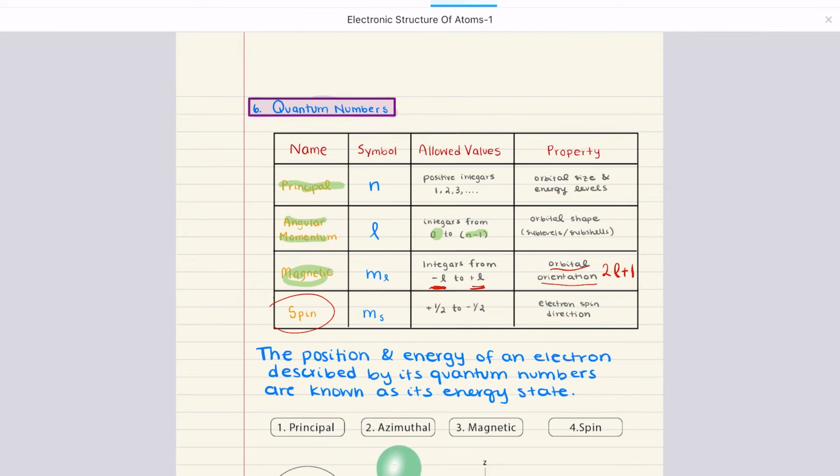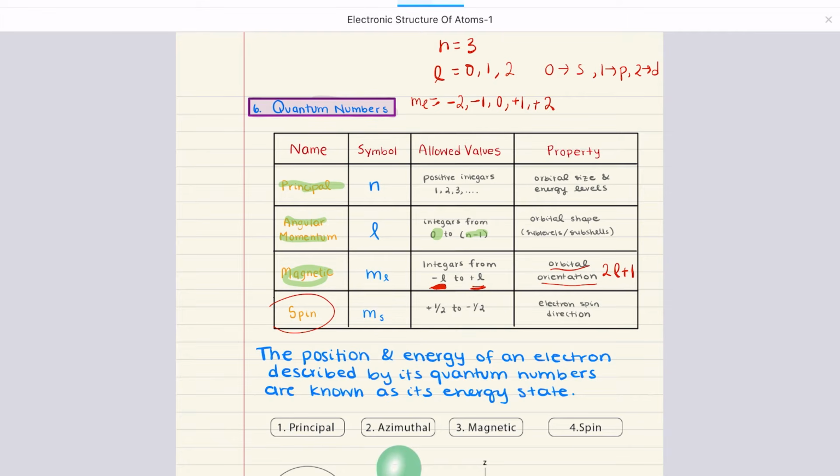N equals 3. If n equals 3, then L can be 0, 1, and 2. 0 is for the S subshell, 1 is for the P subshell, and 2 is for the D subshell. Now, for our values of ML, it can be anywhere from -L to +L. So we can have values of -2, -1, 0, +1, and +2. Now, again, we have to use our logic here.